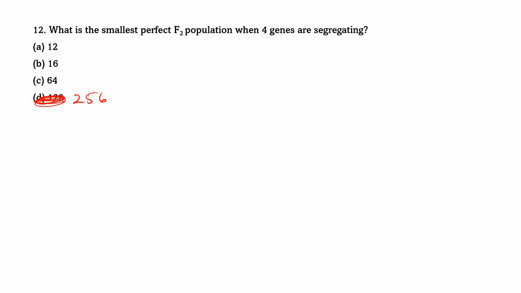Next one, what is the smallest perfect F2 population when 4 genes are segregating? I have also mentioned this in one of the previous videos. The direct formula to find out the smallest perfect population is 4 power n, where n is the number of genes segregating. So it is 4 power 4, which is equal to 256. So 256 is your answer.